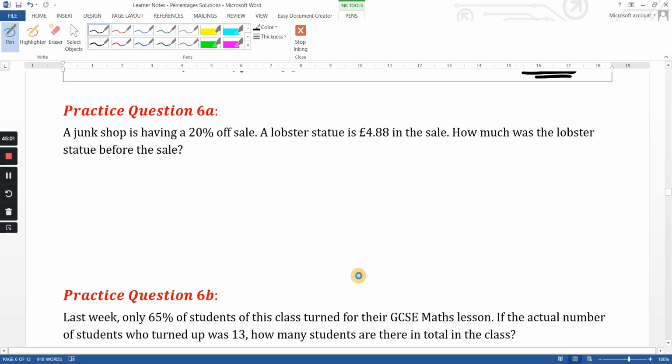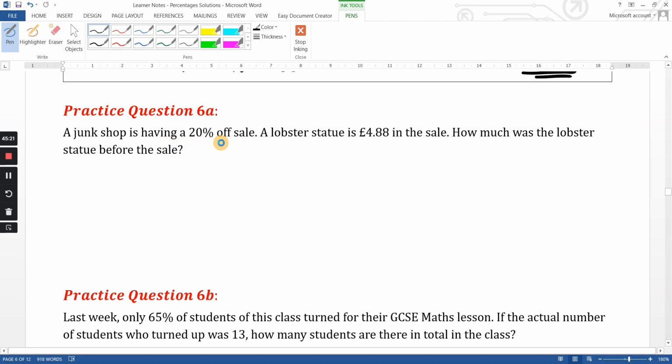Let's go for the answers then, guys. So practice question 6a, junk shop is having 20% off sale. Lobster statue is £4.88 in a sale. How much was the lobster statue before the sale? So again, it's asking what was it originally.